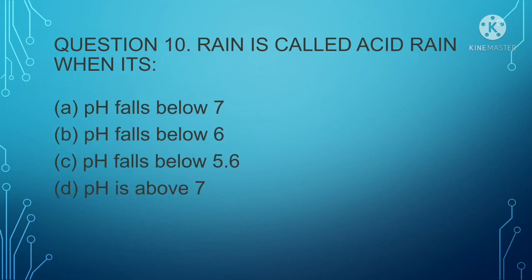Question number 10. Rain is called acid rain when its pH is. Option A, pH falls below 7, B, pH falls below 6, C, pH falls below 5.6, option D, pH is above 7. So above 7 means those are basic, so this is the wrong option. Falls below 7, it is slightly acidic, so we can't say it is acid rain. pH falls below 6, again this is also slightly acidic, we can't say, but the correct answer is pH falls below 5.6 is called acid rain.